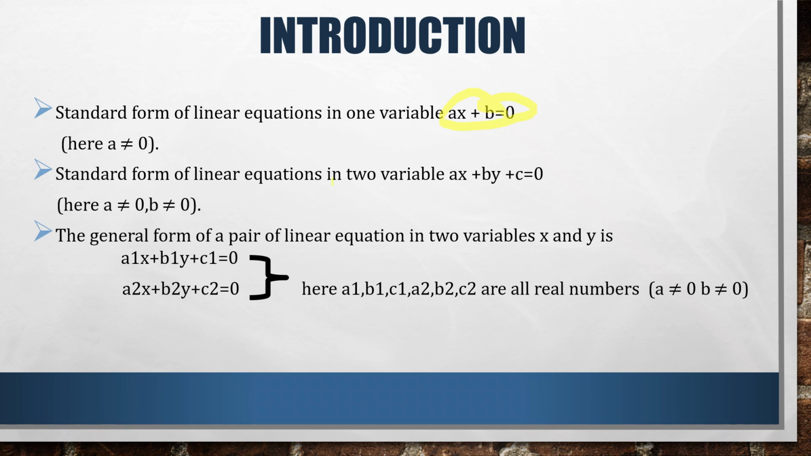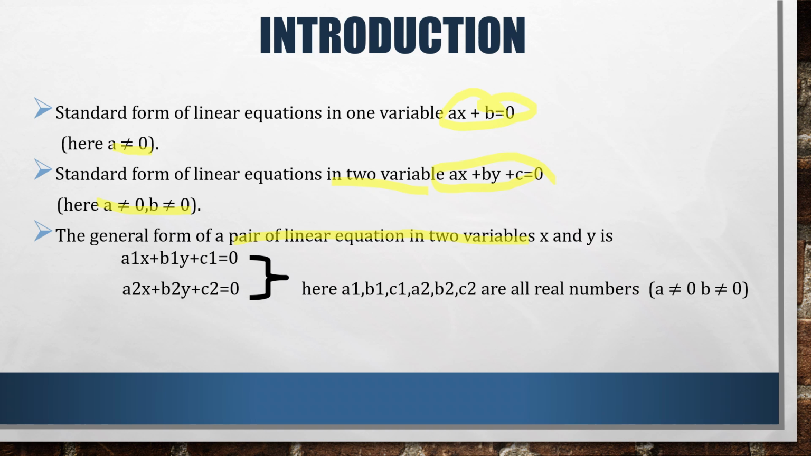In the case of two variables, I can write it as ax plus by plus c is equal to 0. Here what is the condition? In one variable, a is not equal to 0, and in the case of two variables, a is not equal to 0 and b is not equal to 0. In these equations, we have to know the pair of linear equations in two variables. Pair means two. Here we are having two equations.